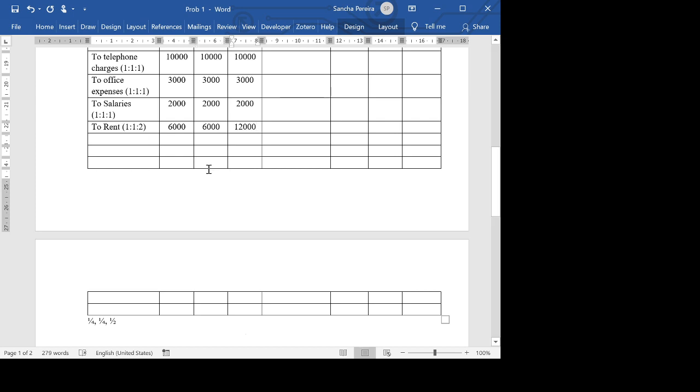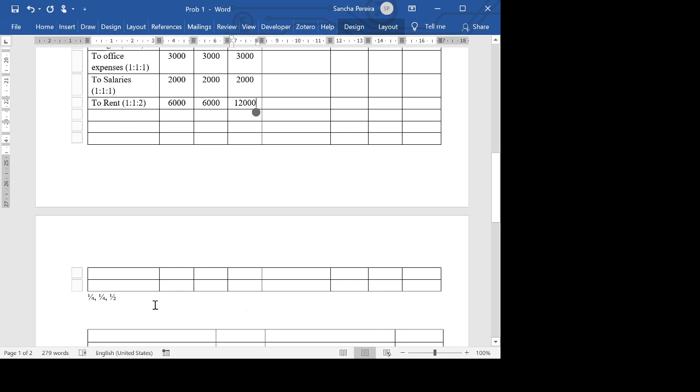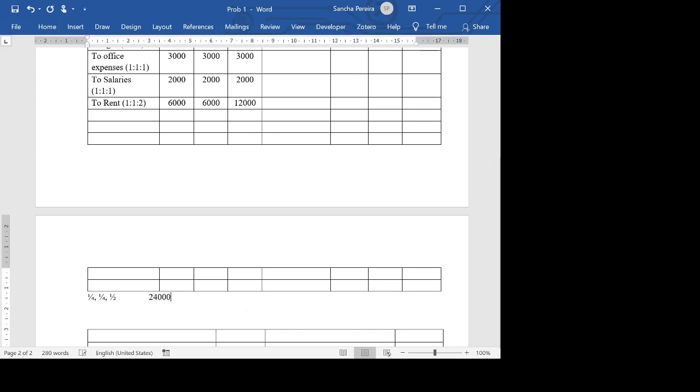Now what Audrey is suggesting is also fine. You can do it as 24,000 into 1 by 4 and 24,000 into 1 by 2. This is also fine. You'll get the same answer. So either way you find the LCM, or you can do it this way also.